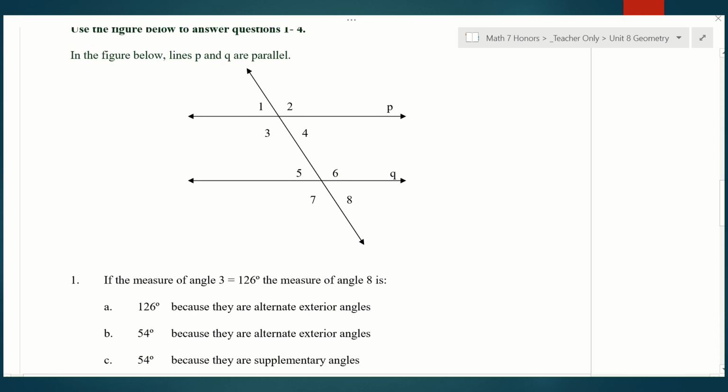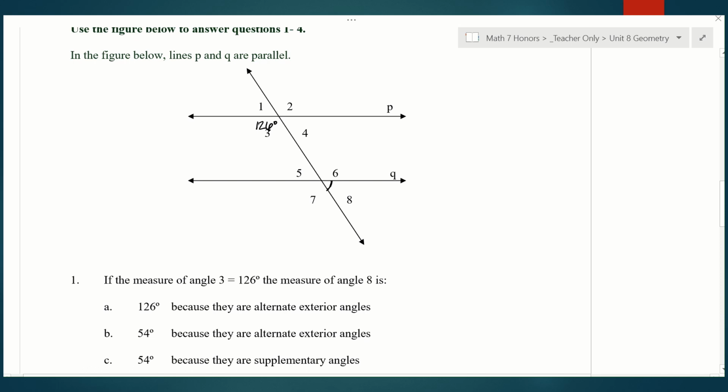It says for number 1, if the measure of angle 3 is 126 degrees, the measure of angle 8 is. On the picture, I'm going to write right here: the measure of angle 3 is 126 degrees. And they're asking about the measure of angle 8, so this angle down here.